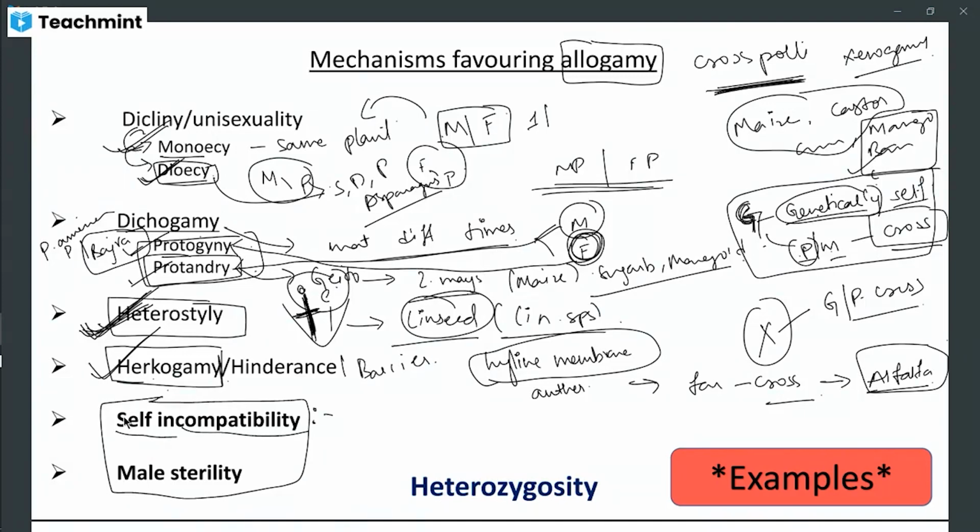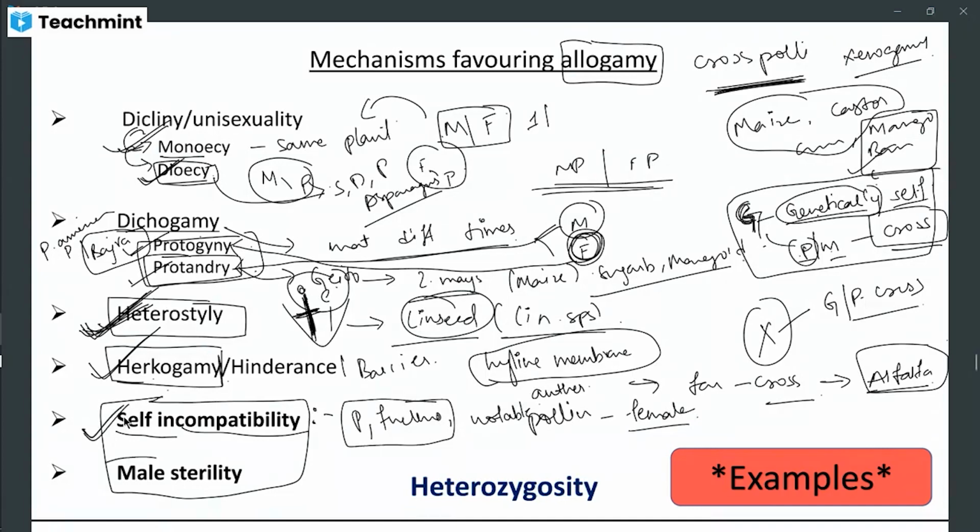Non-functional pollen. Inability of functional pollen. Sir, it is not non-functional pollen. The pollen is functional, but it is not able to pollinate your female plant. Okay, the pollen is functional, but it is not able to pollinate. This condition is known as self-incompatibility.